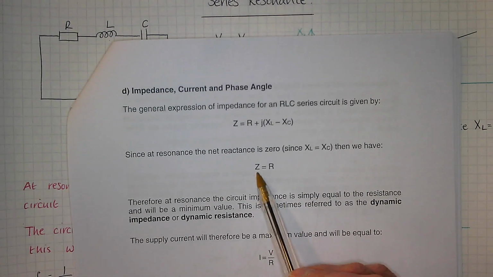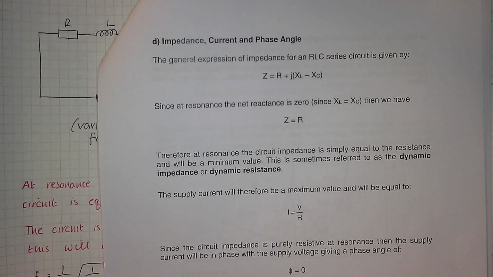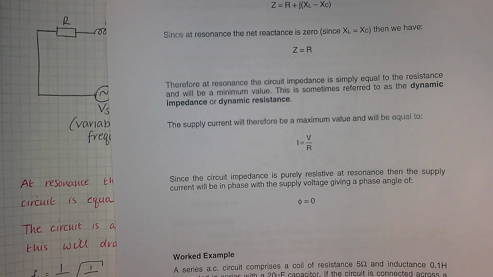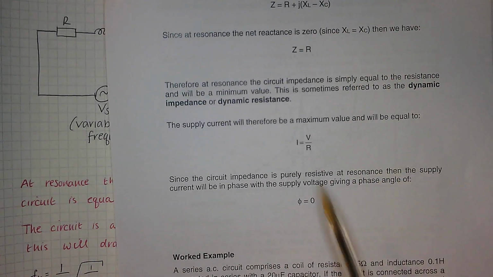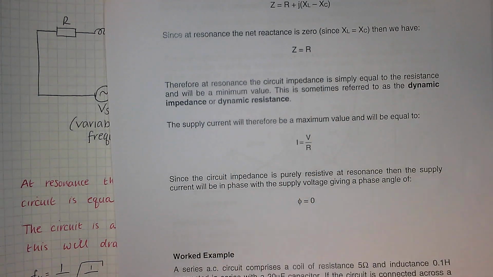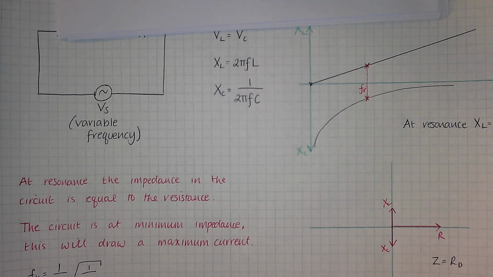Also, you have that the impedance at resonance is equal to the resistance. We've already got that. The impedance is equal to the resistance. The phase angle will be 0. You can see that. Oh, and also when they talk about resistance, when it's resistance at resonance, they call it dynamic impedance or dynamic resistance. So instead of it just being R, it'll be RD. But it is just the resistance in the circuit.